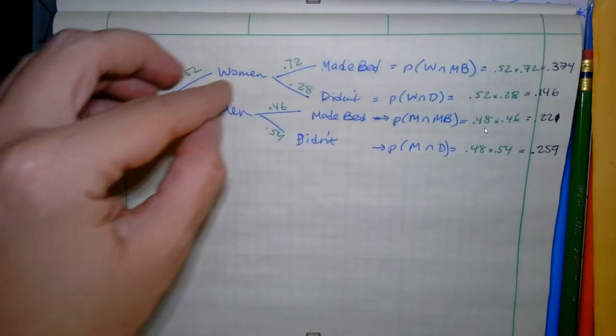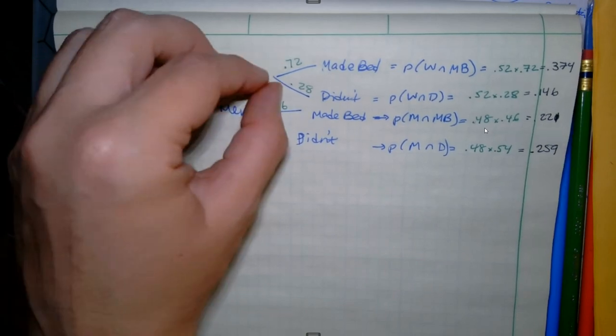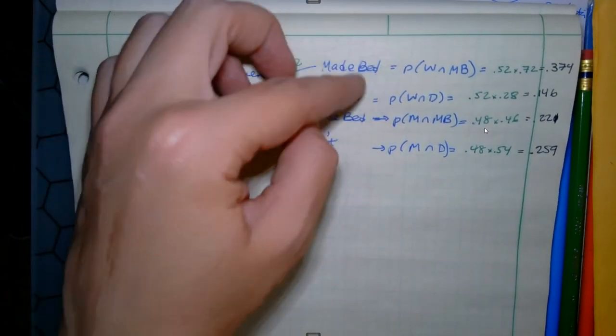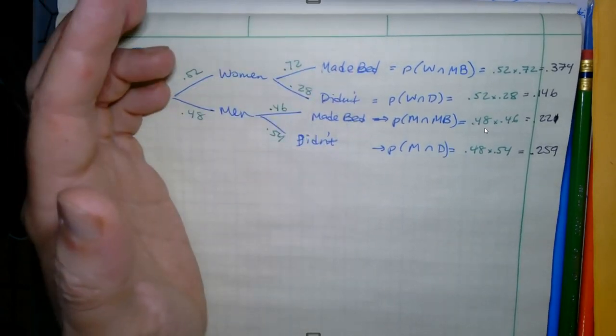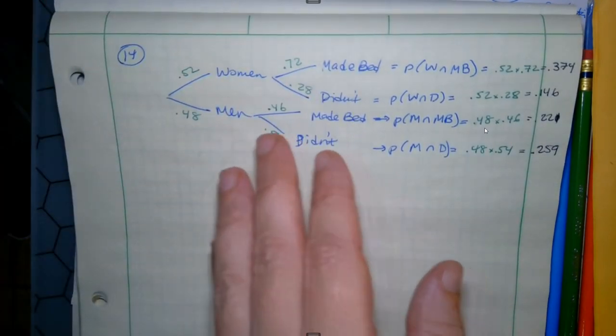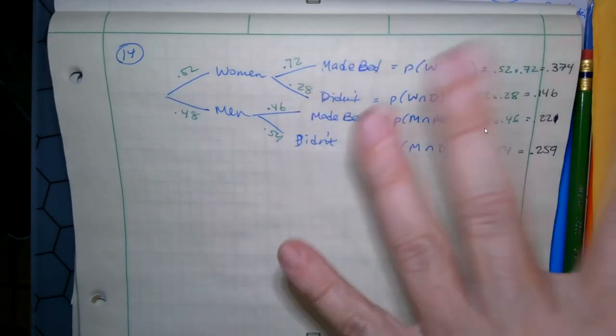So for the women, once we know the chance of being female over here, when you split it into made the bed or didn't, these two have to add up to one. These are mutually exclusive. You can't be both of these at the same time. And the other idea is, if things are mutually exclusive, you could freely add them.